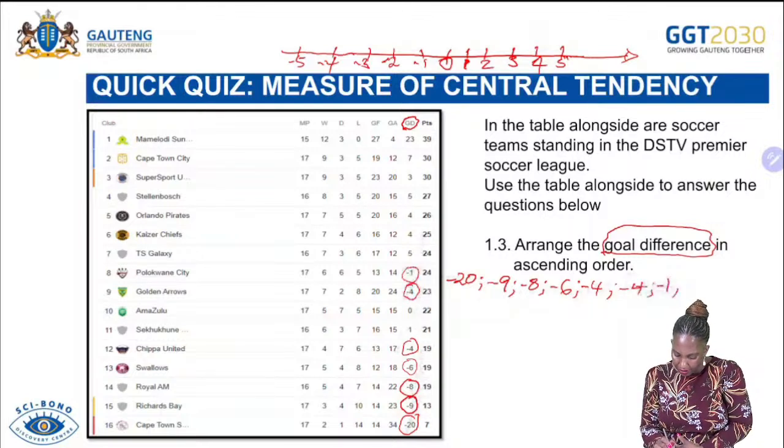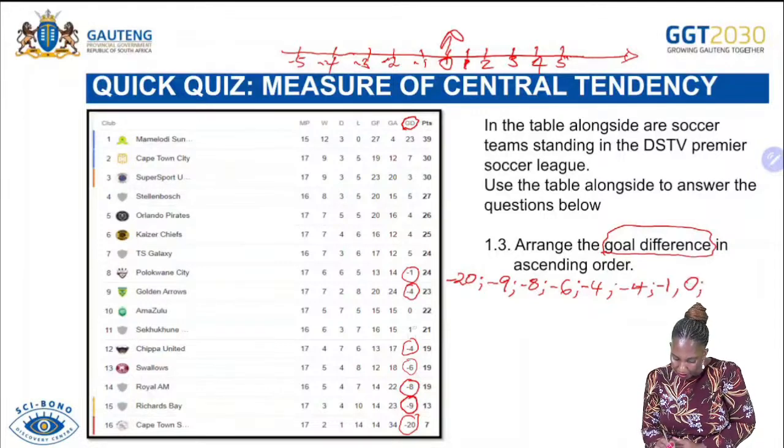And then we have 0. Remember, 0 is our middle value between the negative and the positive. After 0, we have 1. Now it's getting bigger. From 1, the next number will be 3. After 3, we have how many 4s? It's 1, 2. We have 4, the second 4.